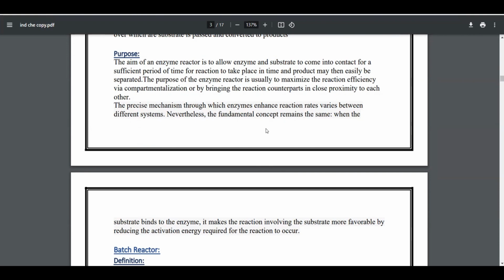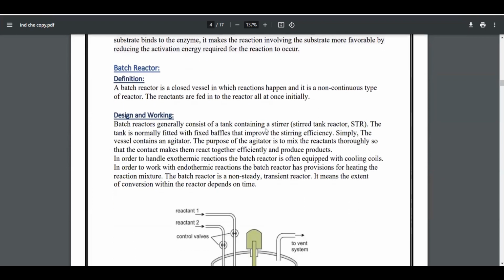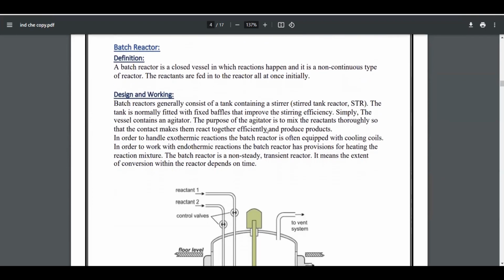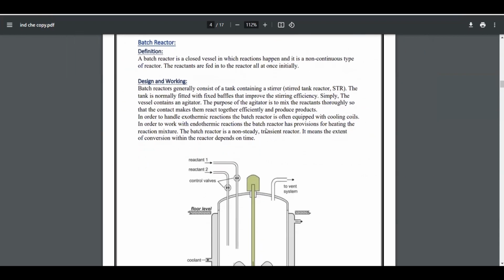So these are the types of the enzyme reactors. Number one is the batch reactor, and the second is the continuous stirred tank reactor. The batch reactor is a very simple kind of reactor in which there is a closed vessel in which a particular chemical reaction is carried out. It is a non-continuous reactor in which the reactants are fed into the reactor at once, and then we're going to talk about their design and working.